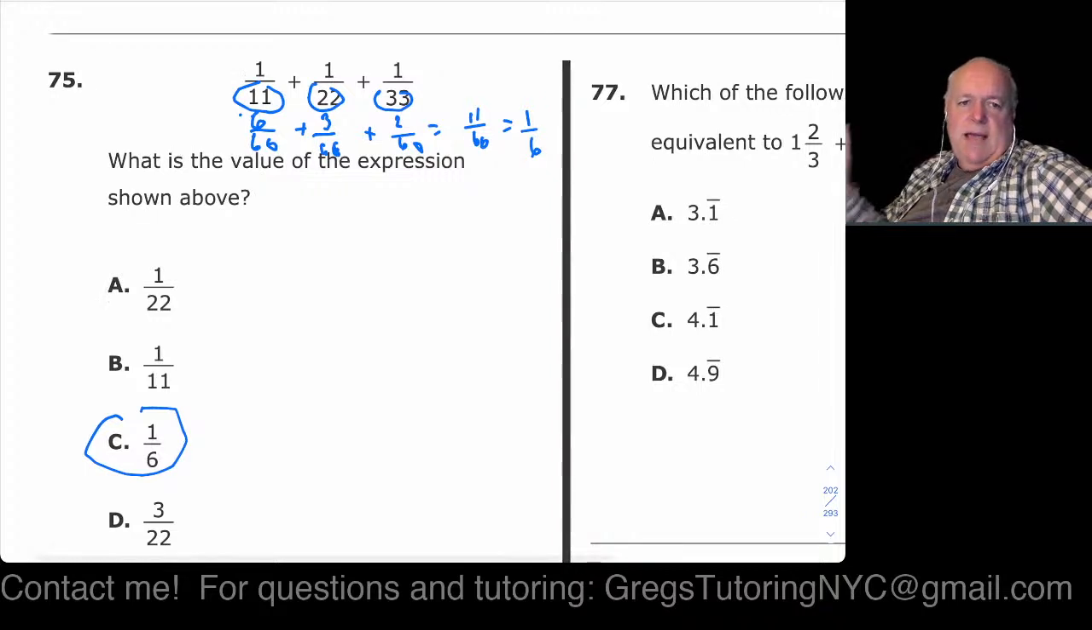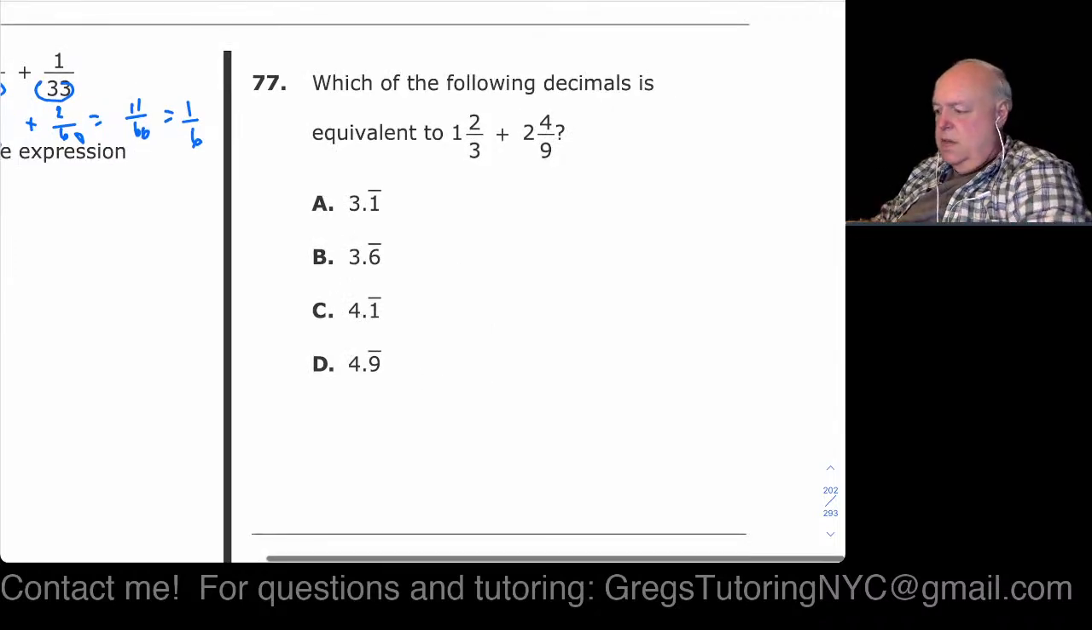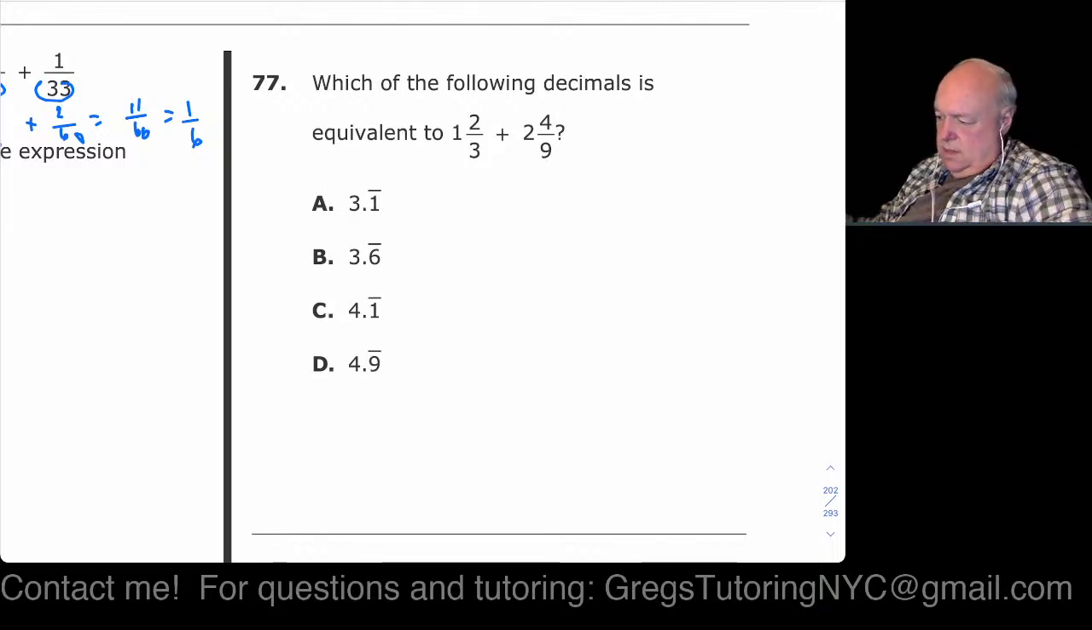Okay, which of the following decimals is equivalent to this? All right, so this is just adding mixed fractions, right? So what do we have here? We have to convert this. This is again thirds and ninths. We have mixed denominators, so we have to get a common denominator.